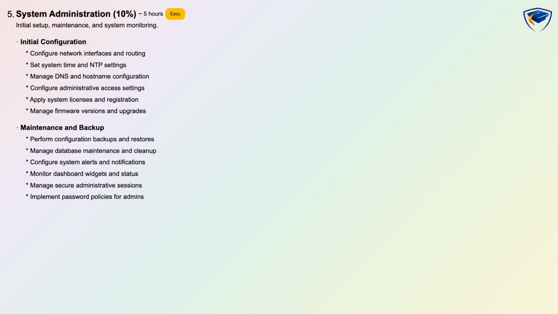System administration is 10%, focused on initial setup, maintenance, and system monitoring, rated easy with about 5 hours and a mix of conceptual and scenario-based assessment. Study initial configuration tasks like network interfaces and routing, system time and NTP settings, DNS and host name configuration, administrative access controls, applying system licenses, and managing firmware upgrades.